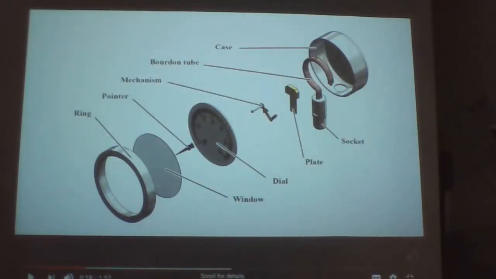Okay, so I want to point out these pieces of this instrument to you so that you have an idea of where this Bourdon tube is located. We have all the pieces of the instrument here: the face, the dial of it, the pointer, the outer casing. And here we have the socket that the Bourdon tube sits in. So here is your Bourdon tube right here.